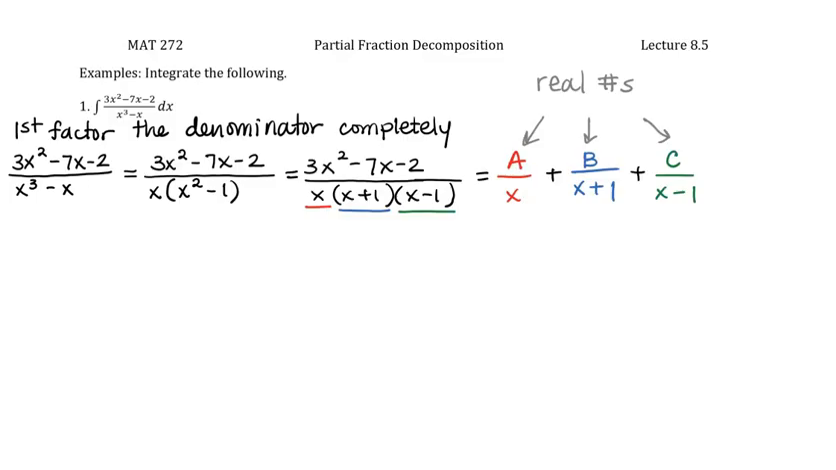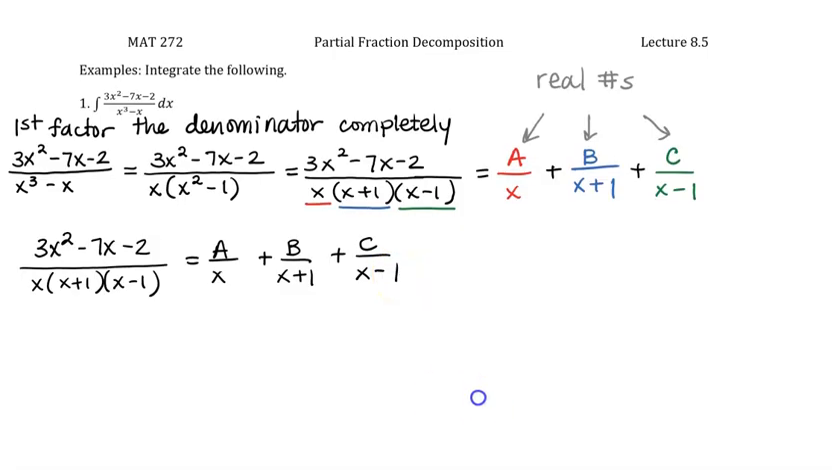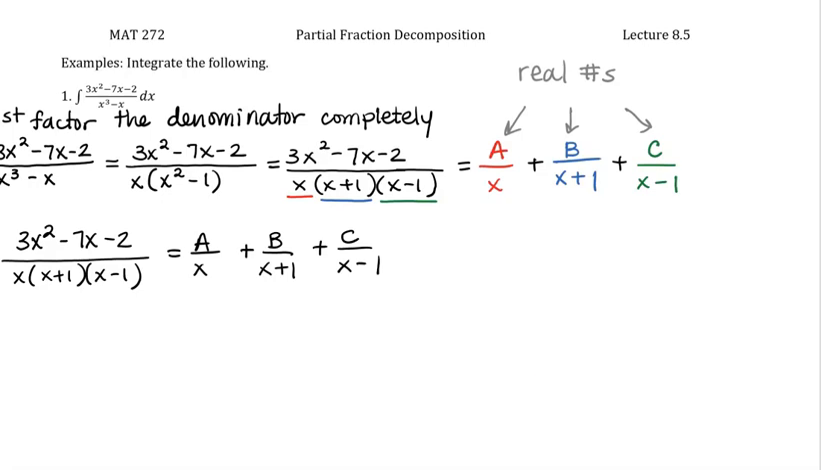So to solve for A, B, and C, I'm first just going to rewrite the equation. And now within this equation, I want to eliminate all of the fractions. I want to get rid of every single denominator. And so to do that, I need to multiply all 4 terms in this equation by the common denominator of x times x plus 1 times x minus 1.